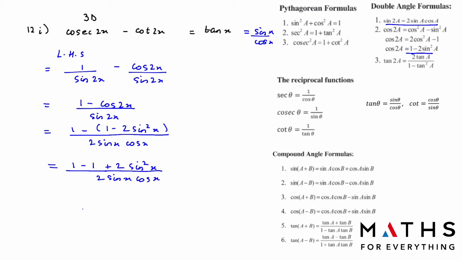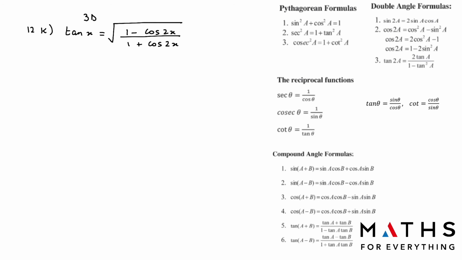1 minus 1 will be cancelled, and we will also be able to cancel the 2. I can do more cancellation here, but just one extra step. What do you see that can be cancelled now? 1 sine x from the top and the down one will be cancelled, leaving us with sine x over cos x, which is equal to tan x.